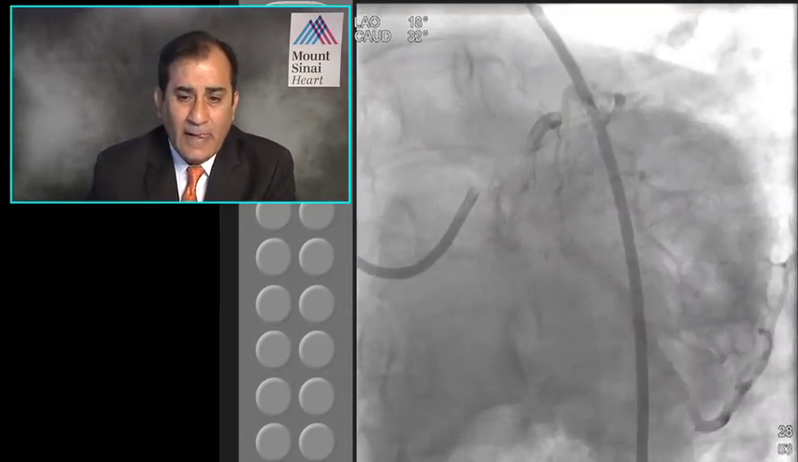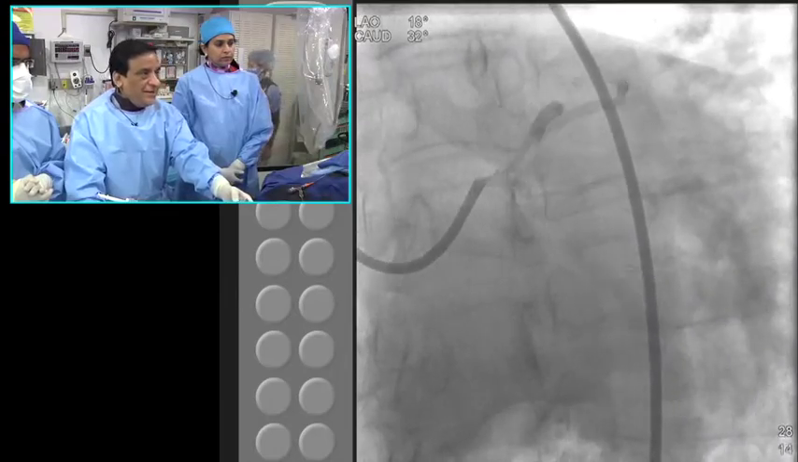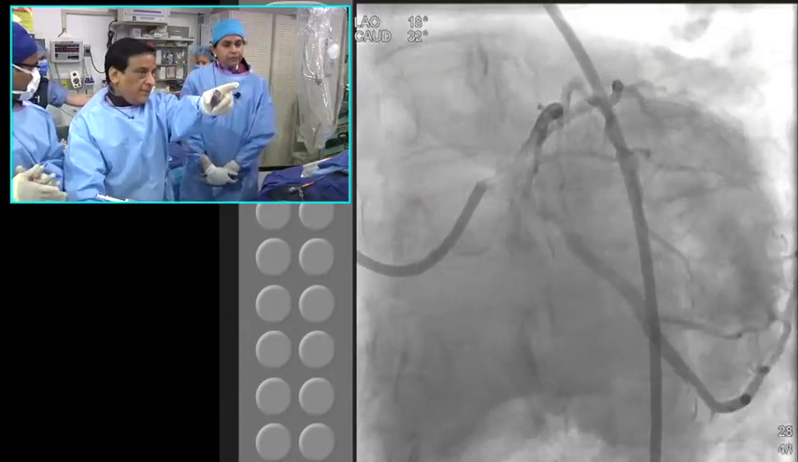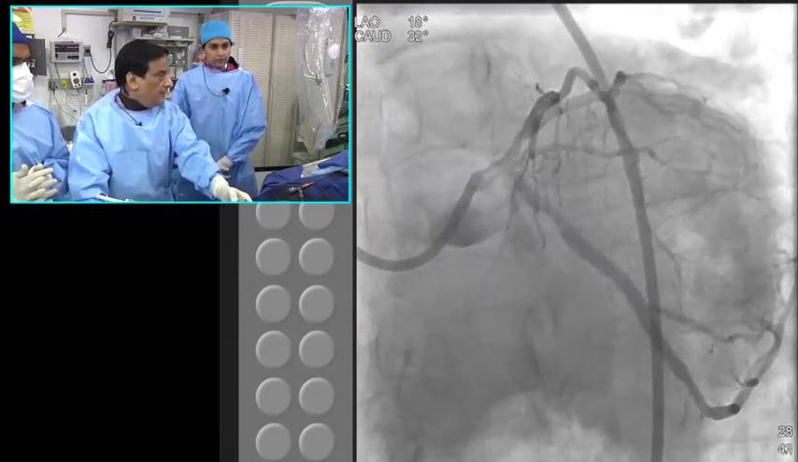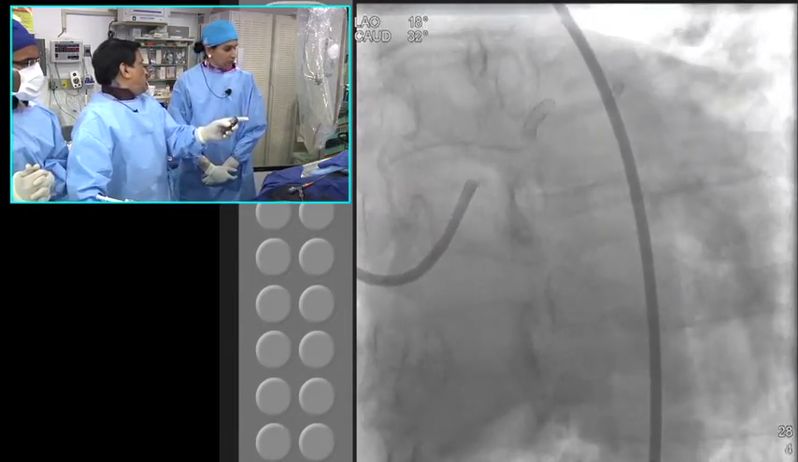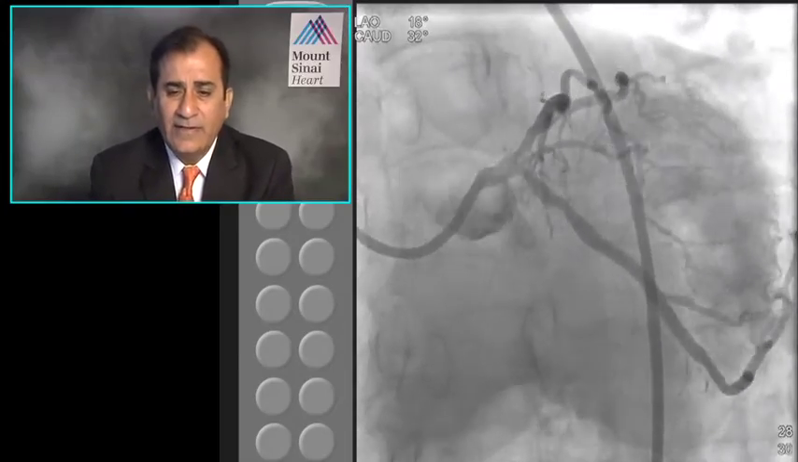Have we given Integrilin or no? In this case, we still have some EKG changes, a little bit of T-wave inversion in lead 3. Having any chest pain still? So is Integrilin your favored drug at this point?